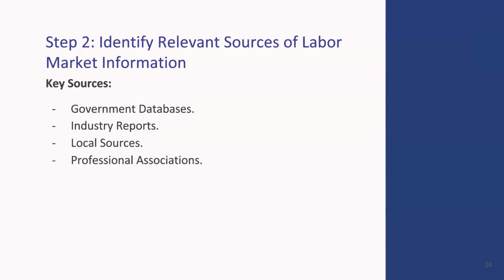To start, we'll want to identify the key sources of labor market information. These can include government databases like the Bureau of Labor Statistics and Census Bureau, industry reports, local sources like chambers of commerce, and professional organizations. Then, we want to identify relevant metrics. Some of the key metrics we'll want to analyze include employment trends, wages and salaries, job openings and demand, and the skills and qualifications that are in high demand. This data will give us a comprehensive view of the labor market landscape.